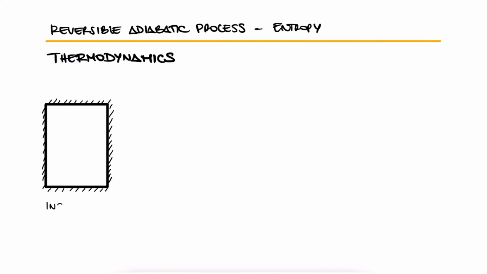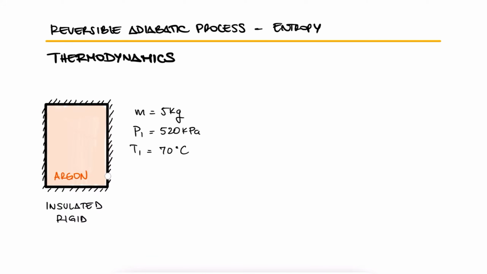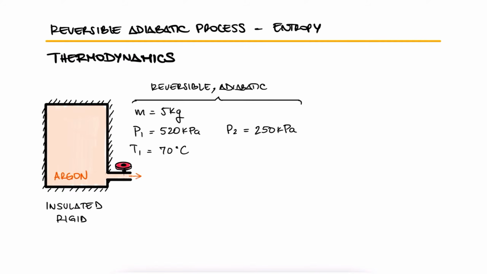An insulated rigid tank contains 5 kilograms of argon gas at 520 kilopascals and 70 degrees Celsius. A valve is now opened and argon is allowed to escape until the pressure inside drops to 250 kilopascals. Assuming the argon remaining inside the tank has undergone a reversible adiabatic process, determine the final mass in the tank.